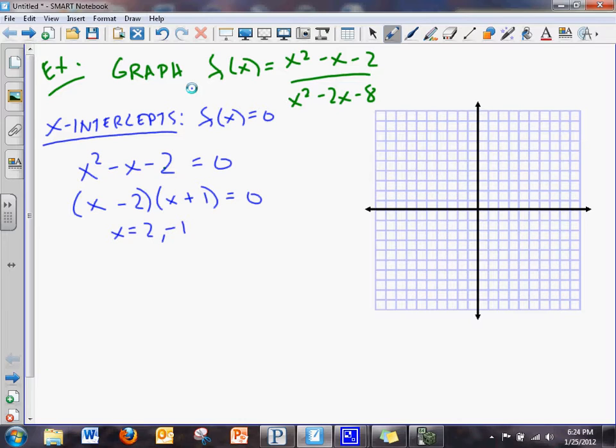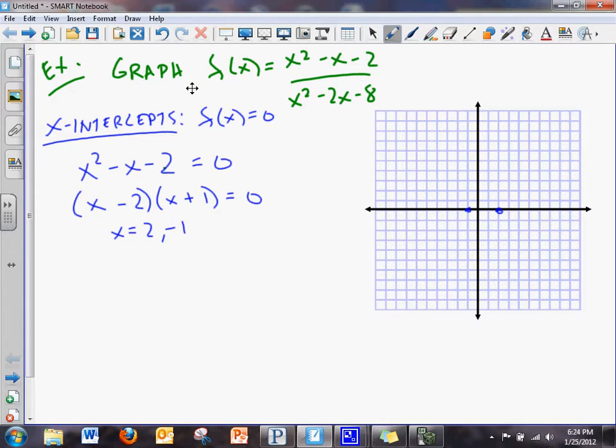So we're going to graph this as we go. Let's plot negative 1/2 and 2. Let me do that again. Negative 1/2 and 2. There we go. Okay. That's one. Let's look at the y-intercept.